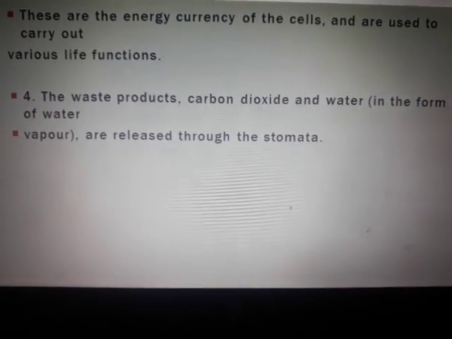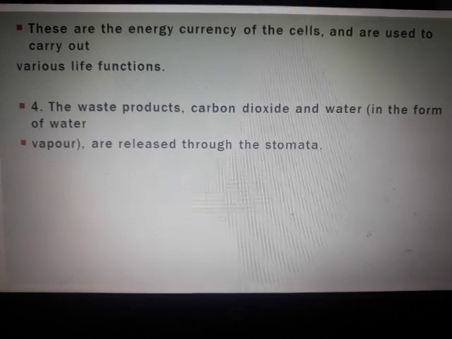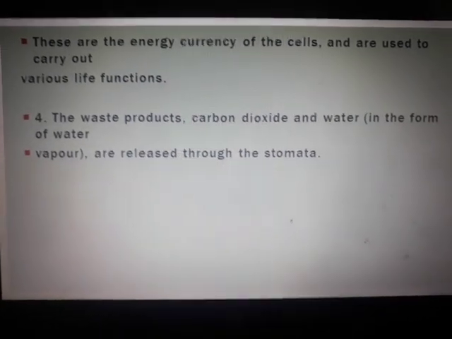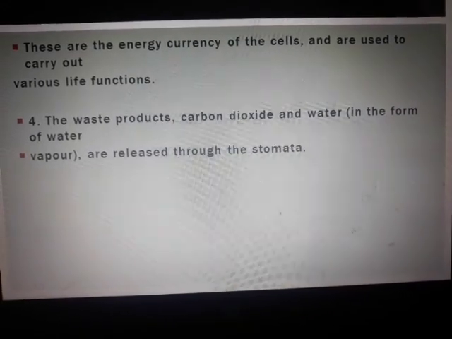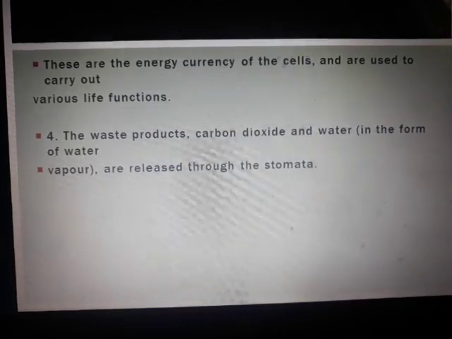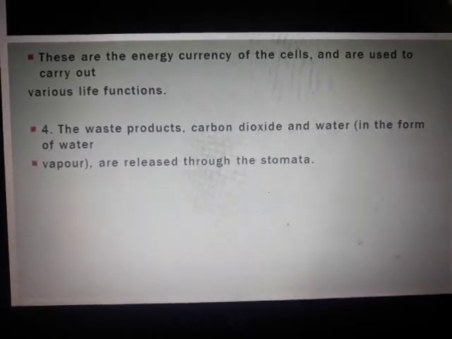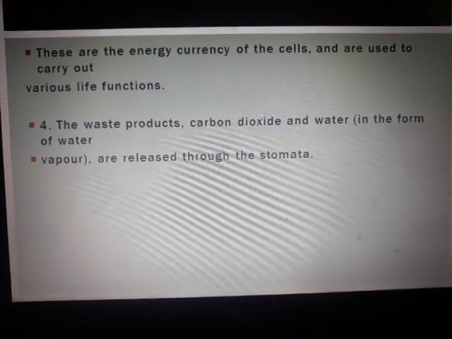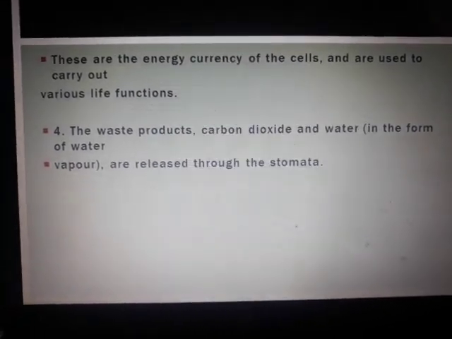The waste products, carbon dioxide and water in the form of water vapor, are released through the stomata. In the case of plants, CO2 is not required, so it is given away again through the stomata. We have lungs to give it out, right? So plants have the stomata itself. It will open up and the CO2 is released into the atmosphere.